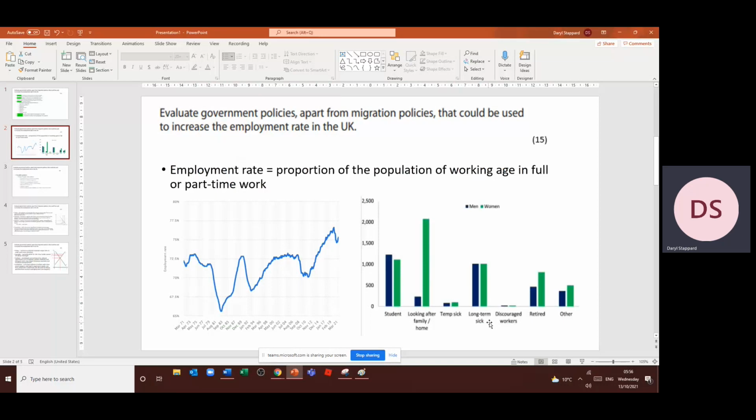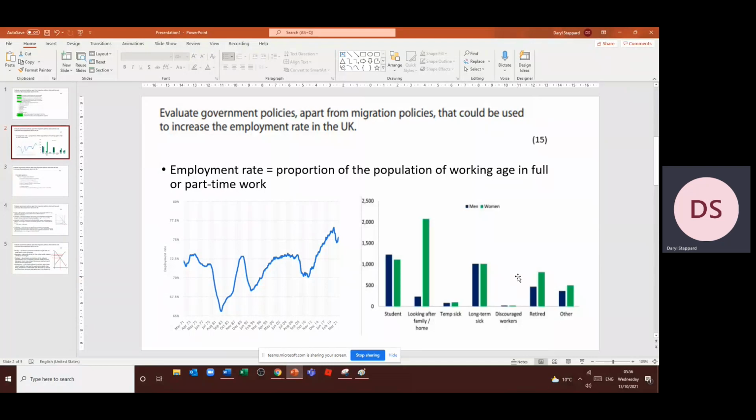A small number of people, it's worth noting nonetheless, are discouraged workers. So people who, for whatever reason, have chosen not to work. You've got the people who might be early retired. And then there are other reasons as well that could mean that people choose not to work in the economy.